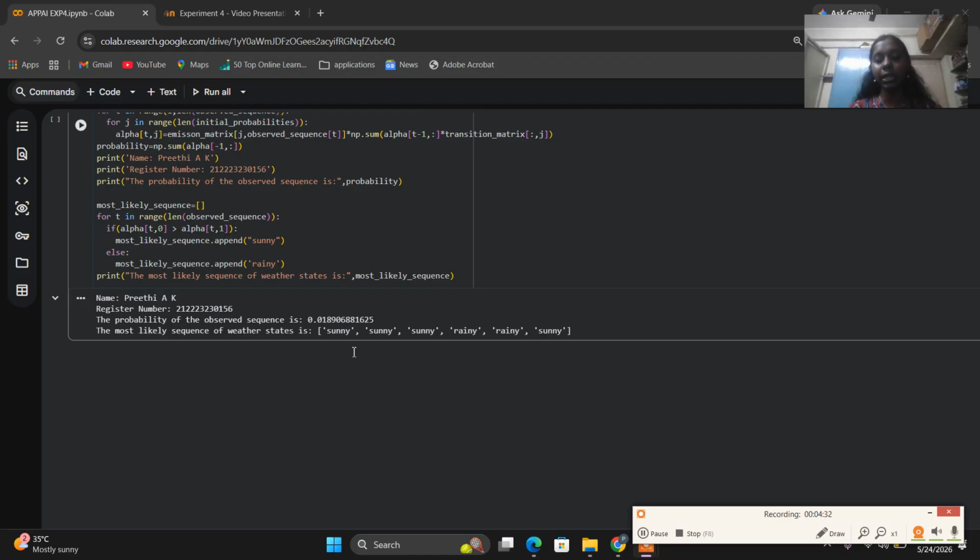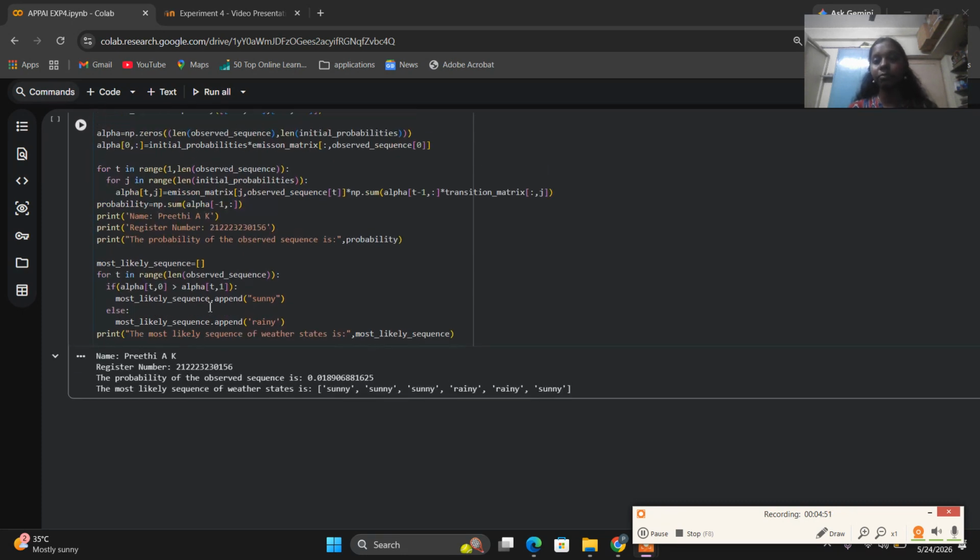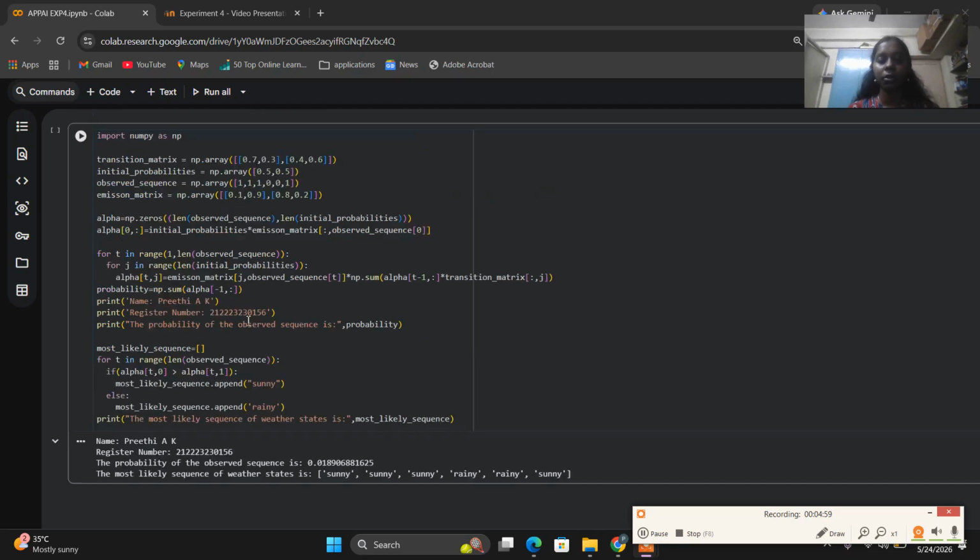The applications of hidden Markov models: it is used in various applications, like speech recognition such as Alexa, Siri and Google Assistant, and also in natural language processing, and mainly for weather forecasting purposes like we have seen here. We also use it in finance, like stock predictions, and in bioinformatics for gene prediction problems.